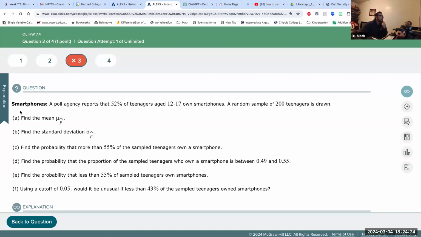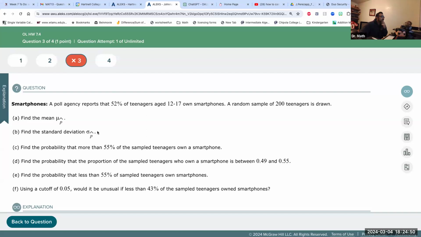Let's get started. So, smartphones here. A poll agency reports that 52% of teenagers own a smartphone, right? That I think is probably higher today than whenever they did this. Everybody has a smartphone now. It's crazy. So what they're giving us is really the mean.